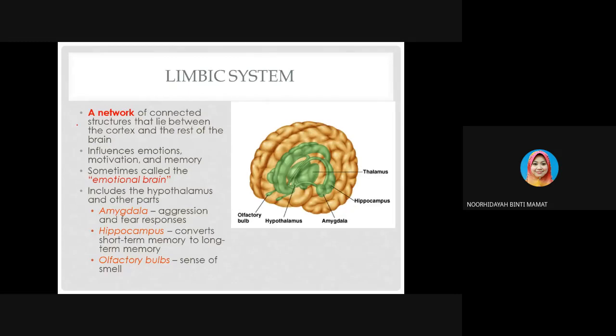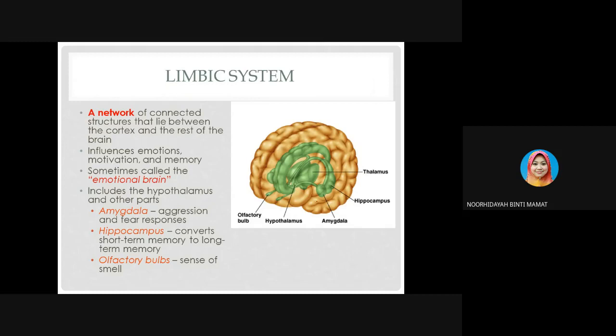Right. So the limbic system is a network of connected structures that lie between the cortex and the rest of the brain. It is also in the forebrain, and it influences emotions, motivation, and memory. Sometimes we call the limbic system the emotional brain. It includes the hypothalamus and other parts: the amygdala, the hippocampus, and also the olfactory bulb.